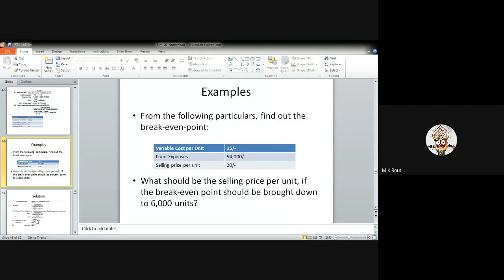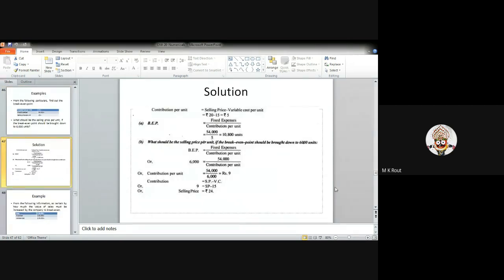Okay, fine. I will show the solution slide. As for the given formula, in case of calculating the contribution per unit, that equals selling price minus variable cost. So we have the selling price, that is 20 rupees, and variable cost that is given 15 rupees, that equals 5 rupees contribution per unit. So if you calculate the break-even point, that is fixed expenses or fixed cost divided by contribution per unit, that equals 10,800 units. But in case of the second bit, what should be the selling price per unit if the break-even point should be brought down to 6,000 units?